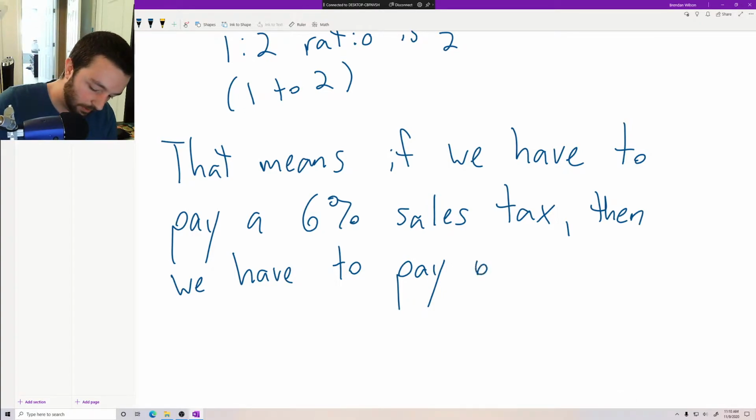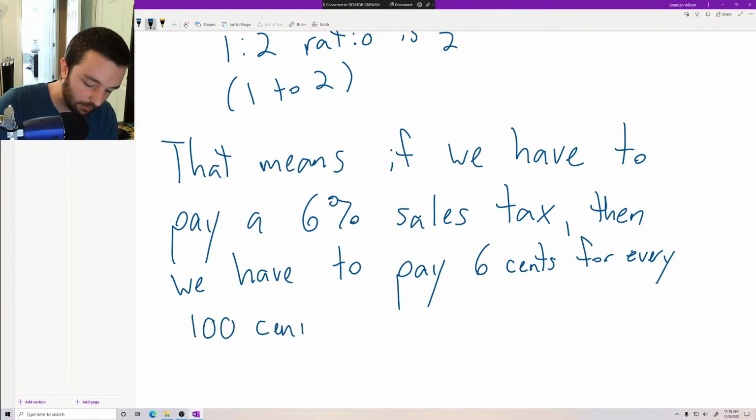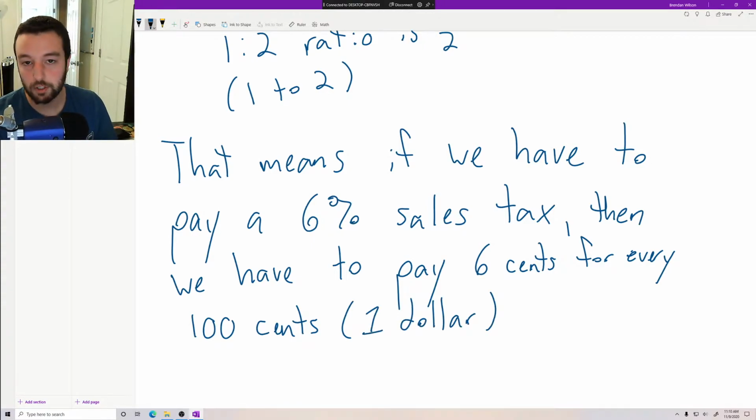So we have to pay 6 cents for every 100 cents, which is $1. Or you could think of it as $6 for every $100. The ratio would still work out exactly the same. Okay. But it's easier to think about it like this.